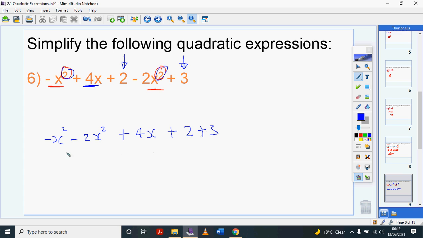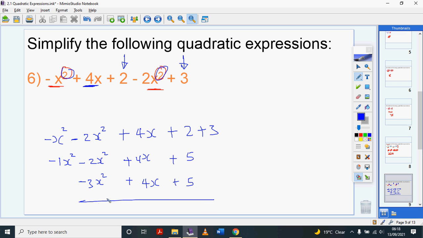So negative x squared, this is like negative 1x squared minus 2x squared, right? It's negative 1 minus 2, that gives you negative 3x squared. And then plus 4x, this is the only goat element I have, so there's nothing I can add it to, so I'll keep it the way it is. And 2 plus 3, 2 chickens plus 3 chickens is just 5 chickens. So that's my simplified expression.